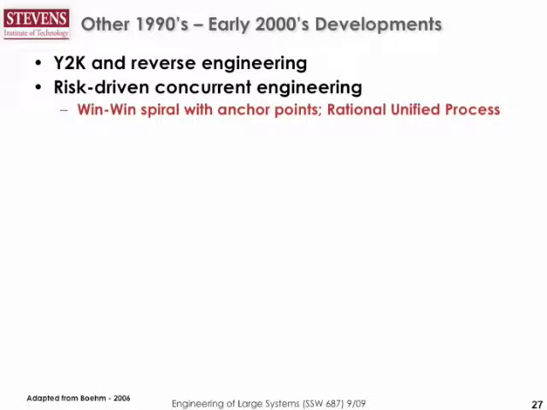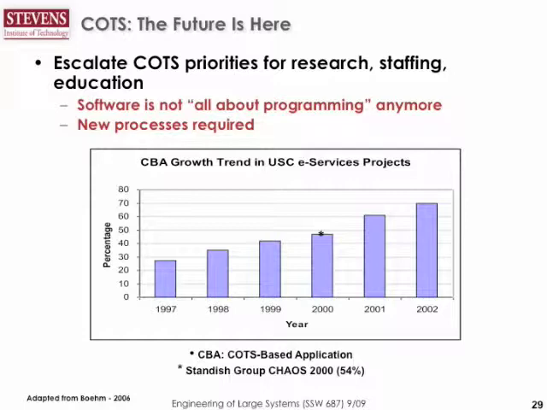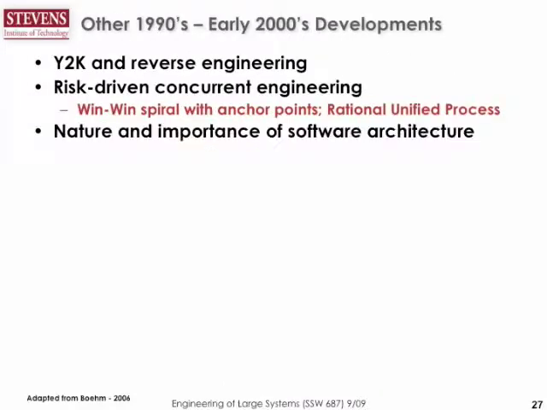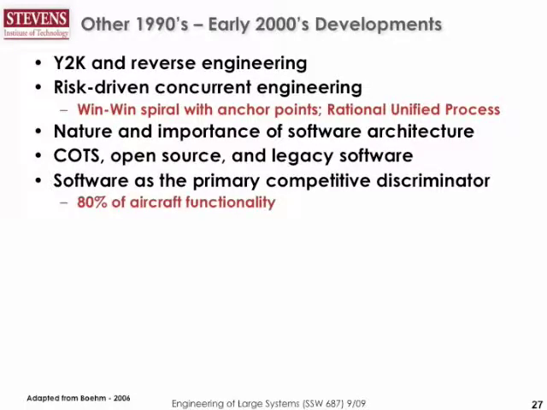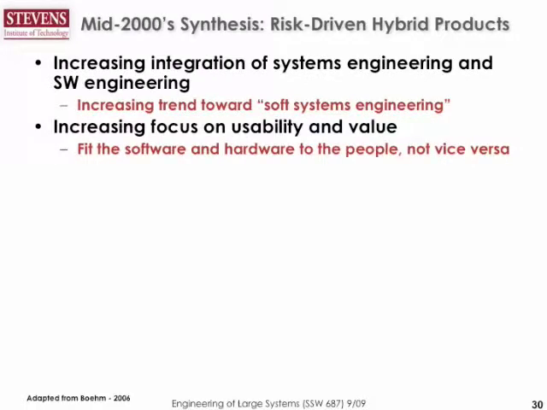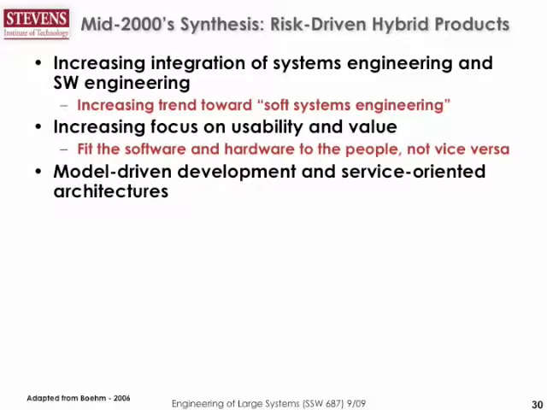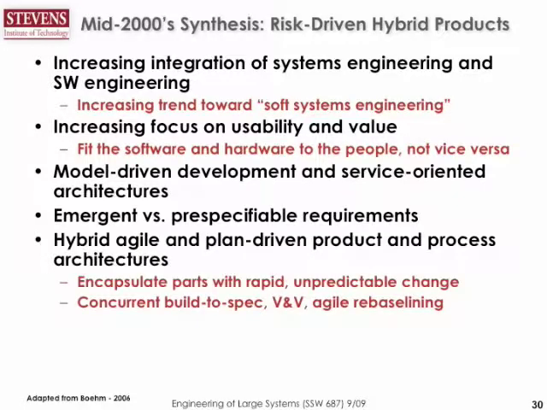There was the idea of risk-driven concurrent engineering that came out of the spiral models. We began to see more COTS, more open source and legacy software, and software was essentially becoming the prime competitive discriminator between companies. The result was a synthesis that led to risk-driven hybrid products, integrating systems engineering and software engineering, focusing on value and the user, model-driven development, new architectures, the understanding that requirements are emergent, not necessarily pre-specifiable, and the merger of agile and plan-driven approaches brought about new ways to look at process architectures.